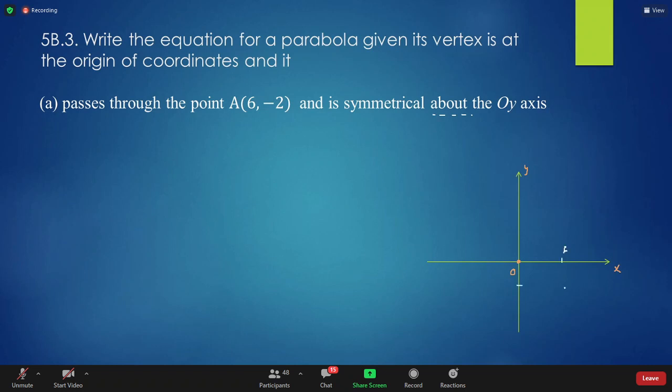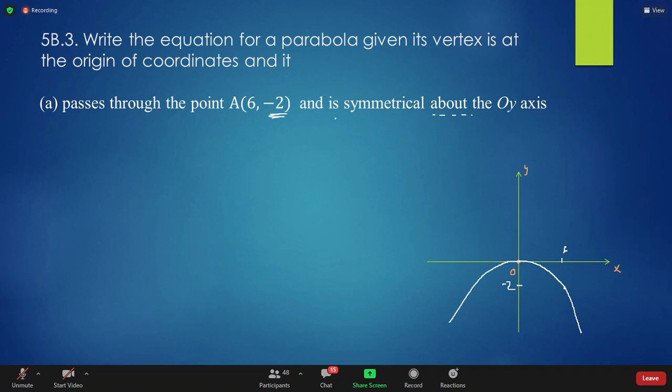This means that this parabola would be opening downwards. It cannot open up. Let me take the eraser for this half. Doesn't look so nice. It opens down because we see the y coordinate is negative. We should have understood it immediately.